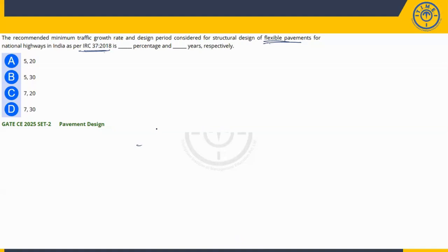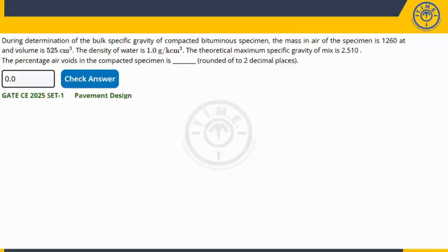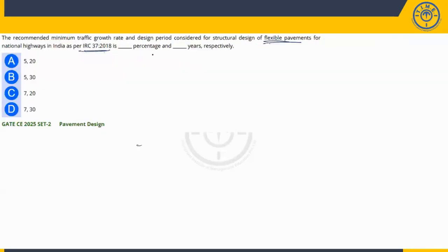Theory question directly. As per IRC 37 2018, the traffic growth rate is 5%. Traffic growth rate is 5%, my dear students. And the design period of flexible pavement is 20 years. So 5% and 20 years are matched where? In option A. Option A is our answer.